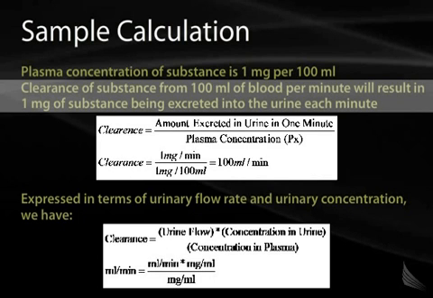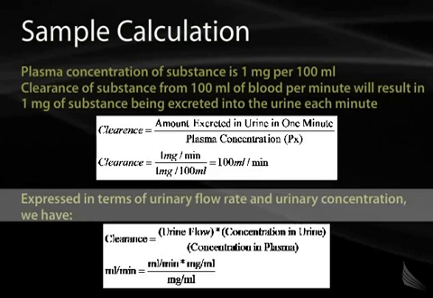Clearance times the plasma concentration of a substance equals the amount excreted per unit time. If we rearrange the equation, clearance equals the amount excreted in urine in 1 minute over the plasma concentration. If the amount excreted in the urine in 1 minute is 1 milligram per minute, and the plasma concentration is 1 milligram per 100 mL, then the clearance of that substance is 100 mL per minute.